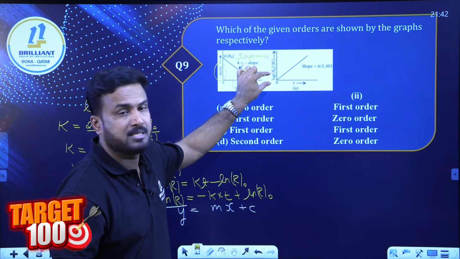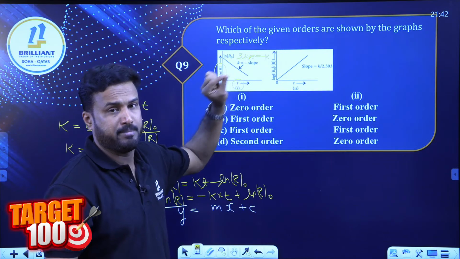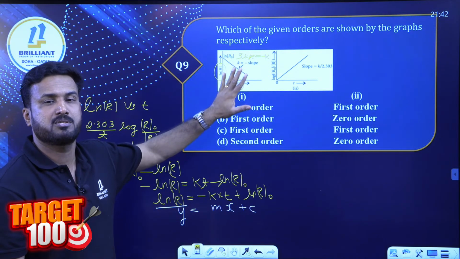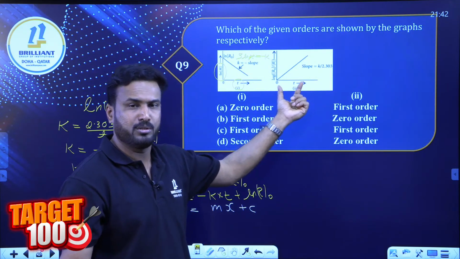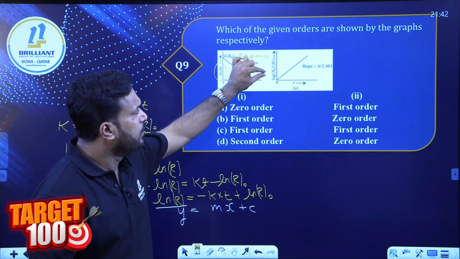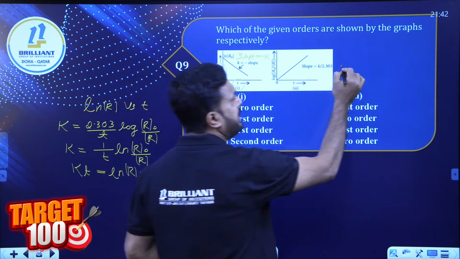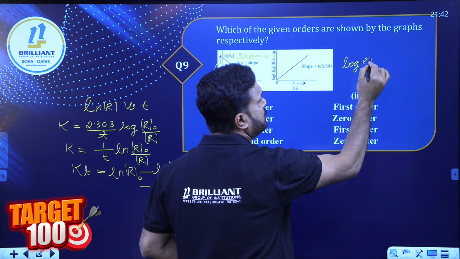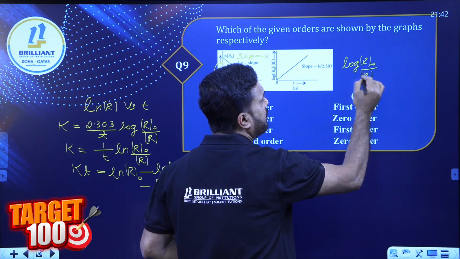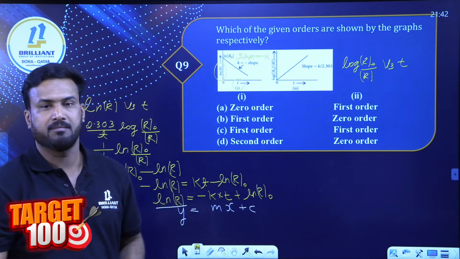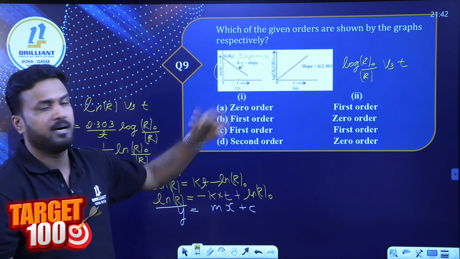On the y-axis it is given log r0 divided by r. This graph, the first one, might be very familiar to you, but the second one is not that familiar. Log concentration of r0 divided by r. So on the y-axis, they gave log concentration of r0 divided by r, versus time t. That is the next graph. So log r0 divided by r versus t.